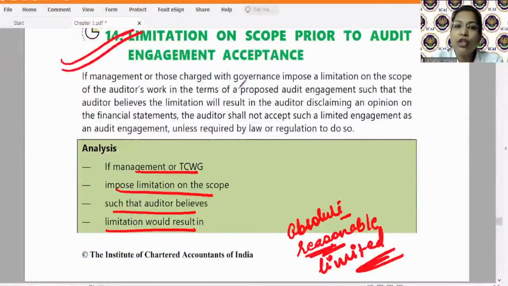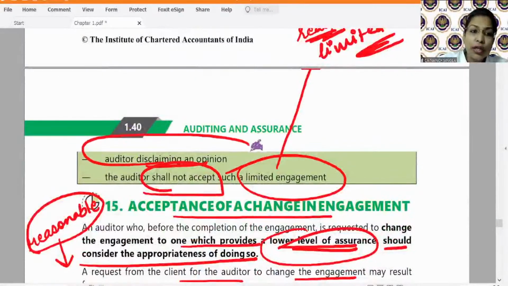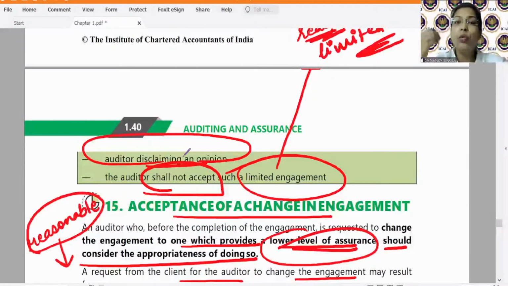If there is a limitation on scope prior to audit engagement acceptance, which would lead to disclaiming an opinion, then ultimately the auditor will have to say, "I disclaim this opinion, I am not giving any opinion because you are not allowing me to check, in our example, the inventory." तो क्या होगा? He should not accept limited. Limited मतलब अब assurance कम मिल रहा है ना, ठीक है.